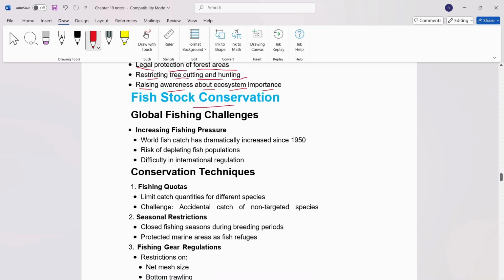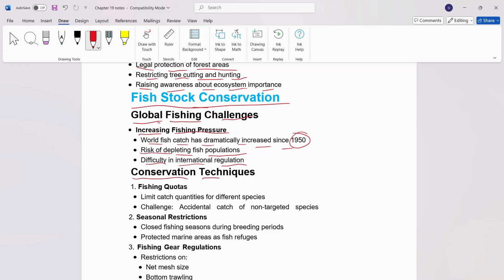Fish stock conservation. Let's talk about fish stock conservation. Global fishing challenges. What are these? Increasing fishing pressure. World fish catch has dramatically increased since 1950, so there is a risk of depleting fish populations. Difficulty in international regulation. So we need to form regulations which can provide strategies for handling this fishing pressure.